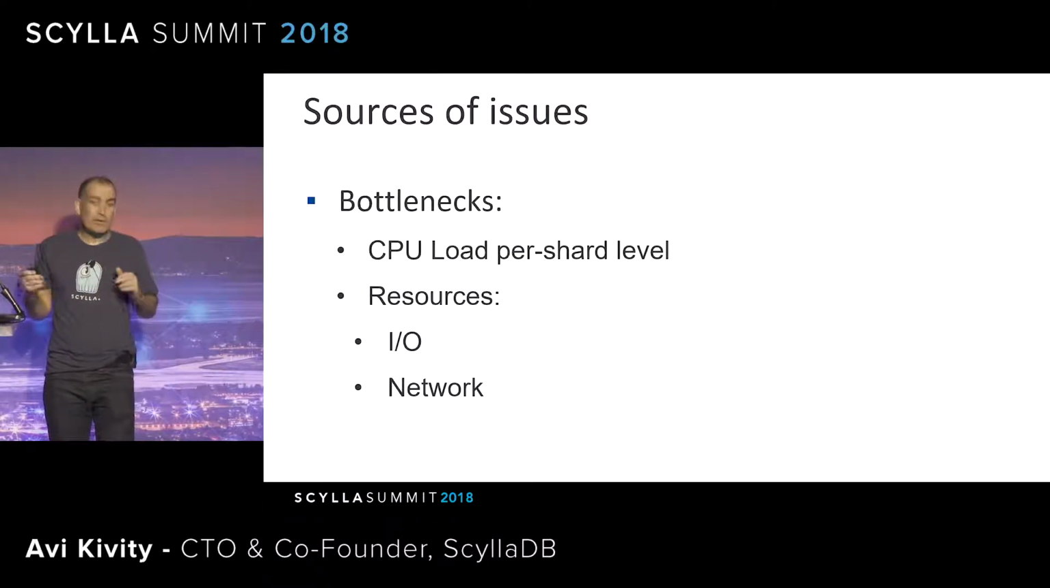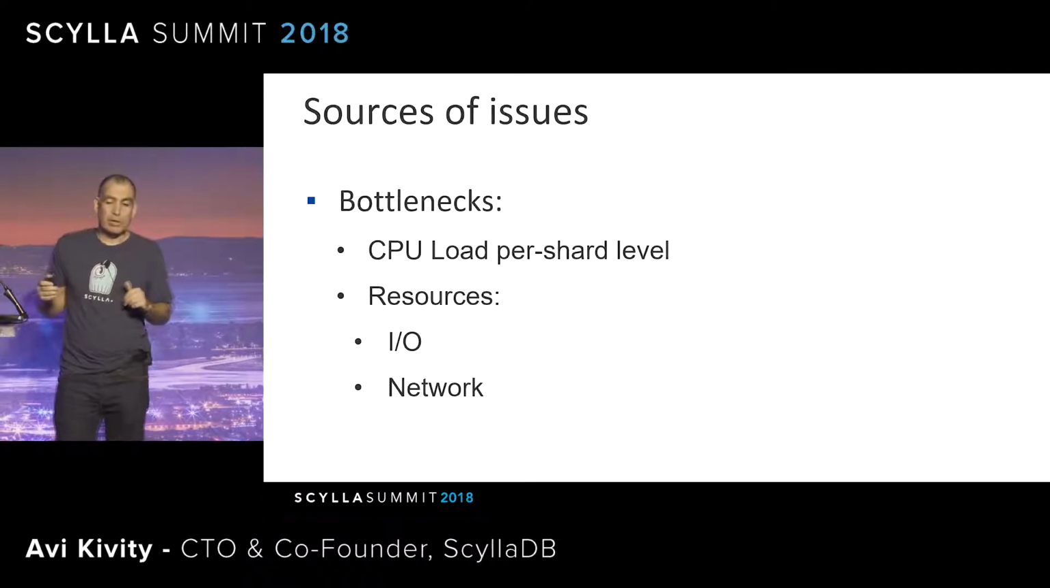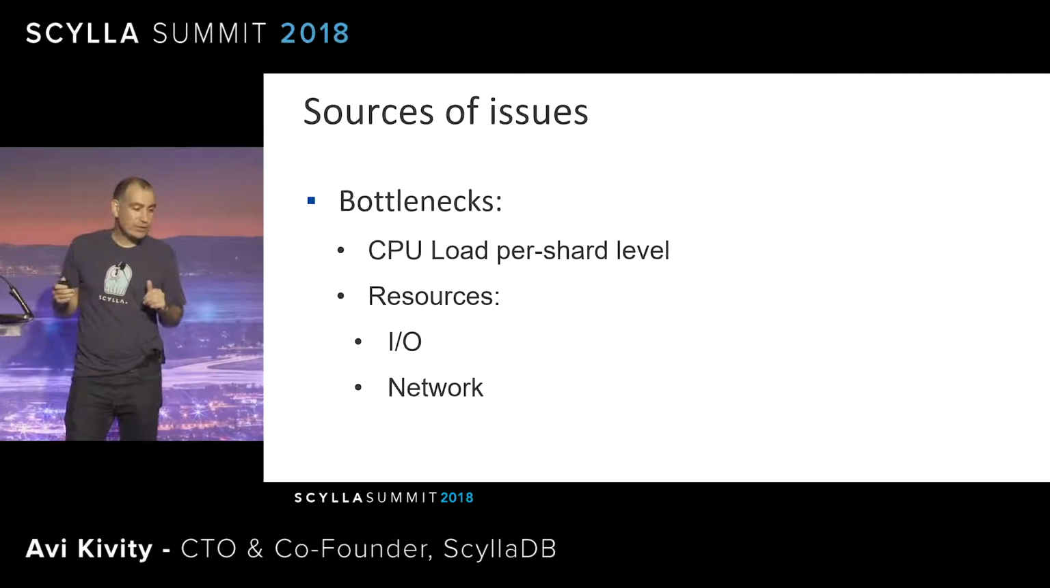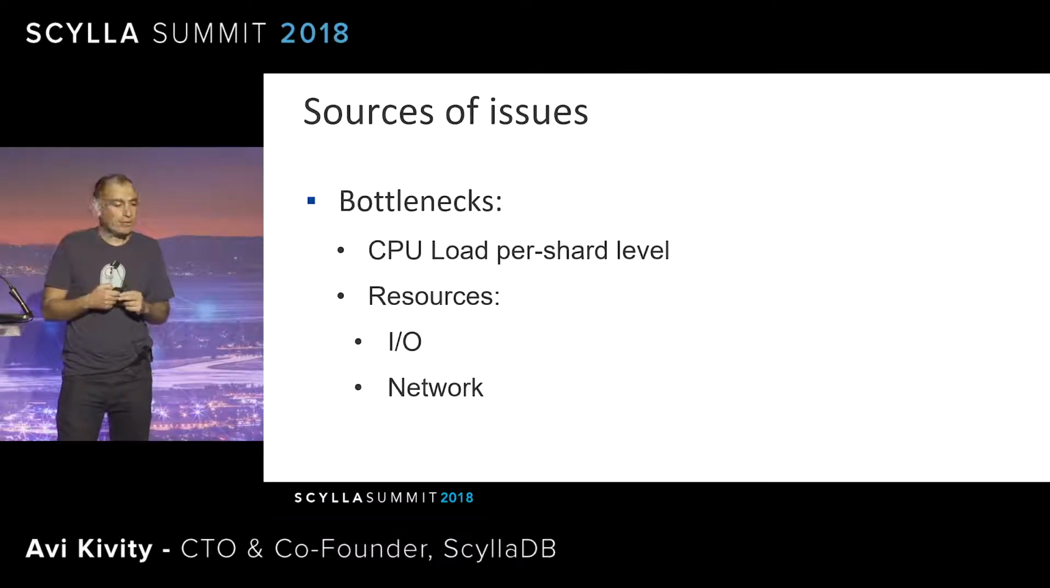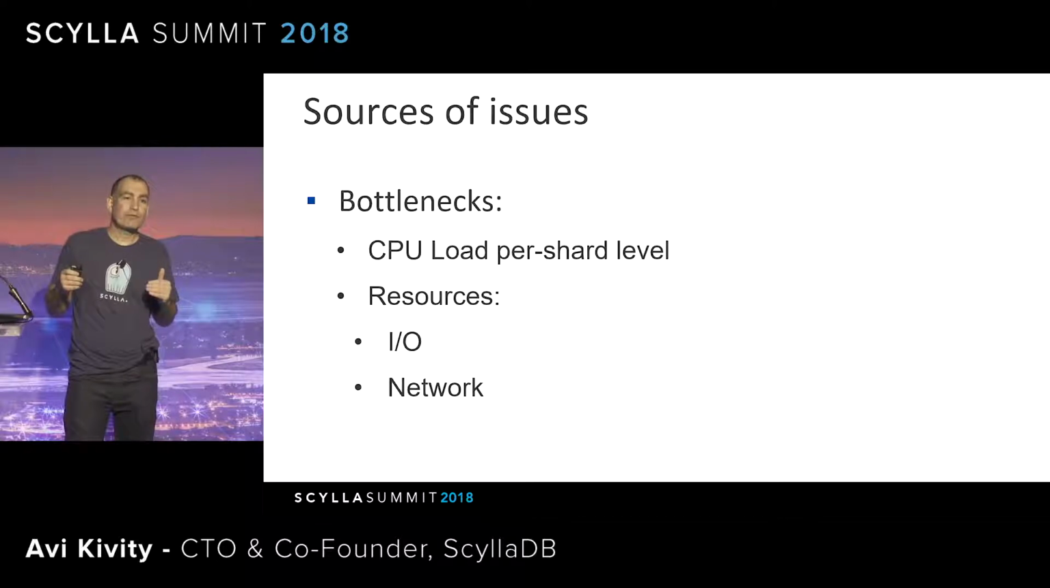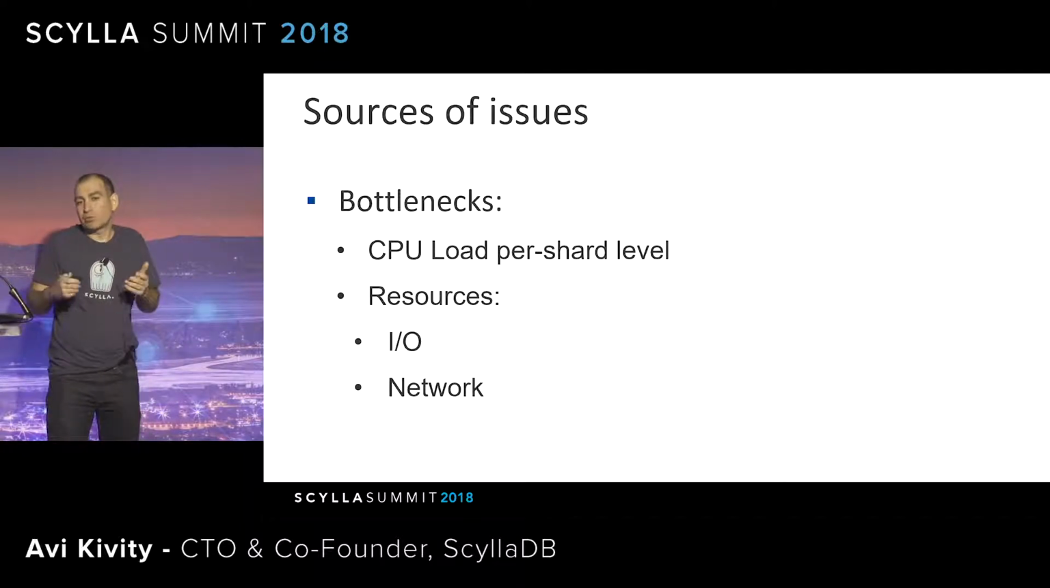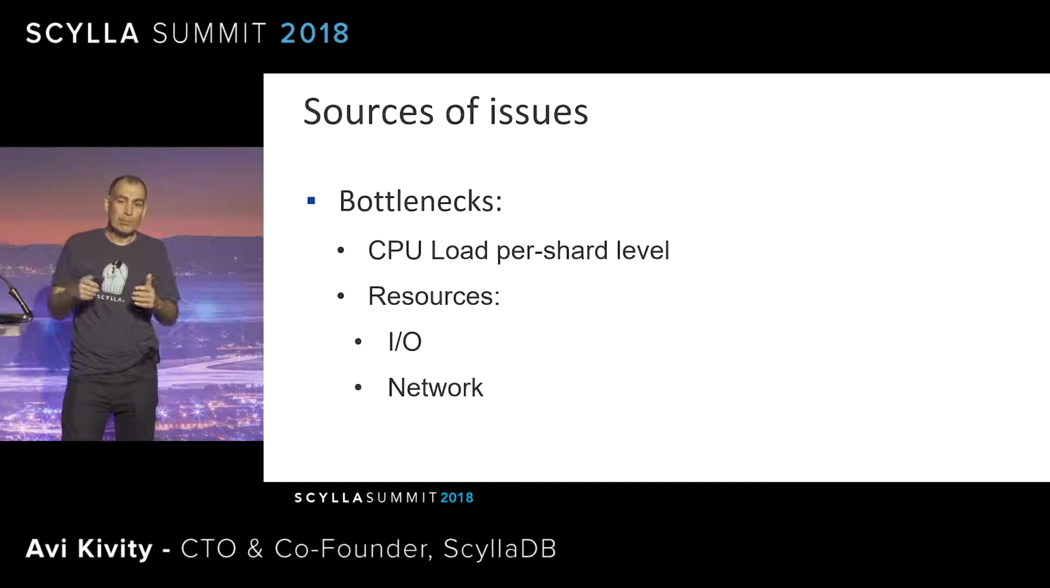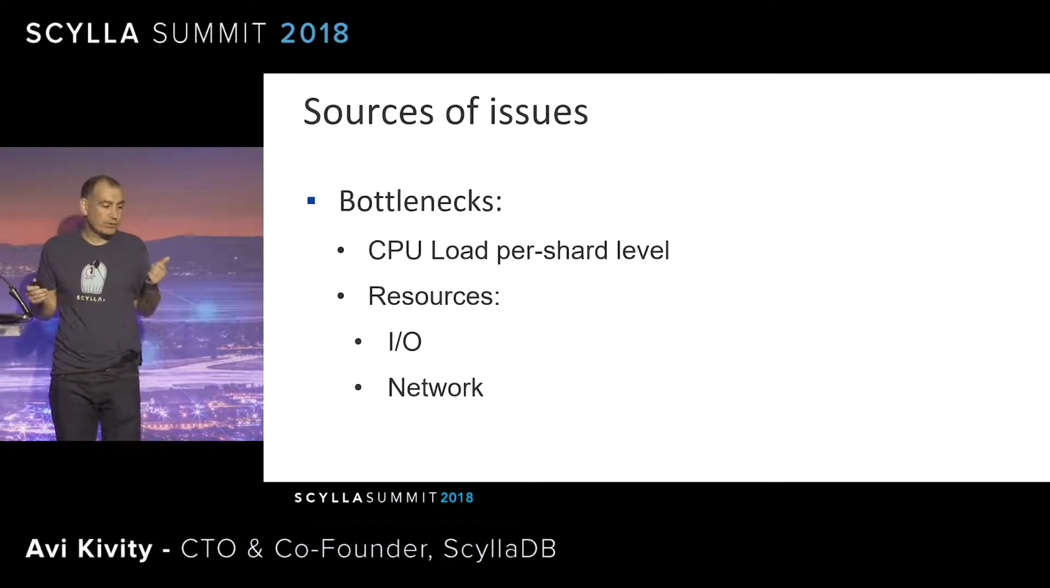So make sure you understand where the bottleneck is in your application. Look at the CPU load. That's often the first indicator. Switch from node view to shard view. In the node view, everything will be averaged, so you don't get a lot of information. As soon as you switch to shard view, any imbalance issue, you see it very, very easily and very, very clearly. Look at your resources: your I/O, your network, your disk.